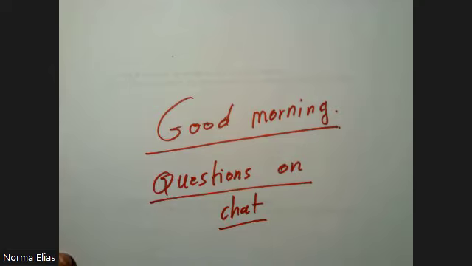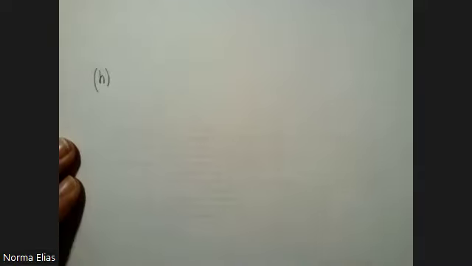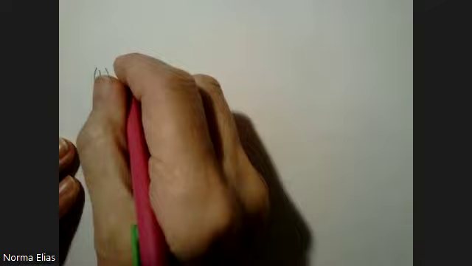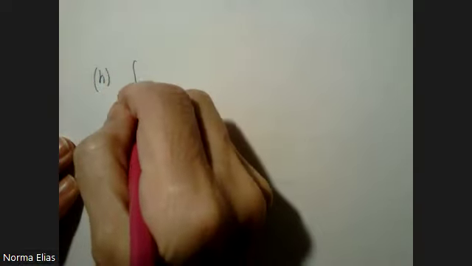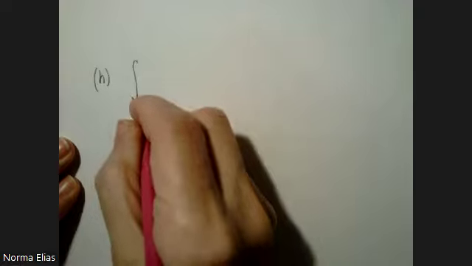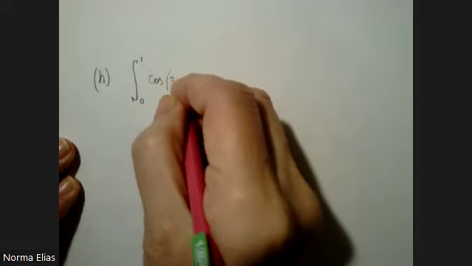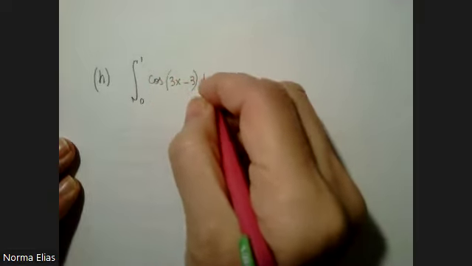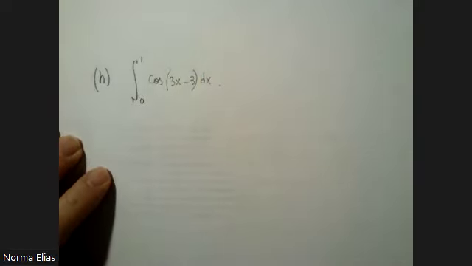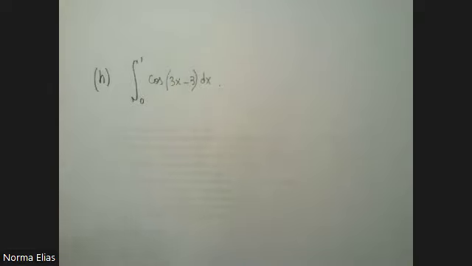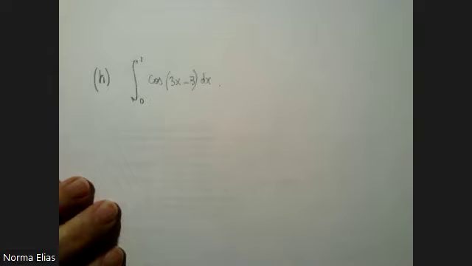Could you cover H? Okay, we can do number H. All right. So that's H from the homework. We have to evaluate the integral from 0 to 1 of cosine(3x minus 3) dx. Okay. So question number 1, do we need a substitution in this problem? Yes or no? Quickly.